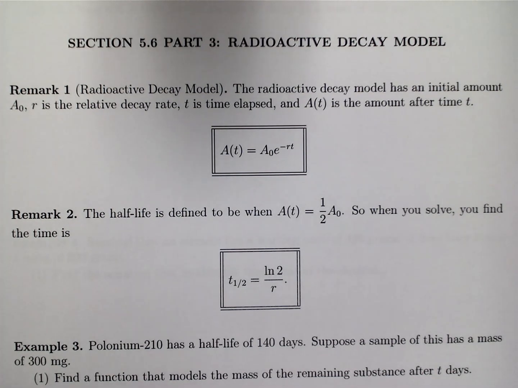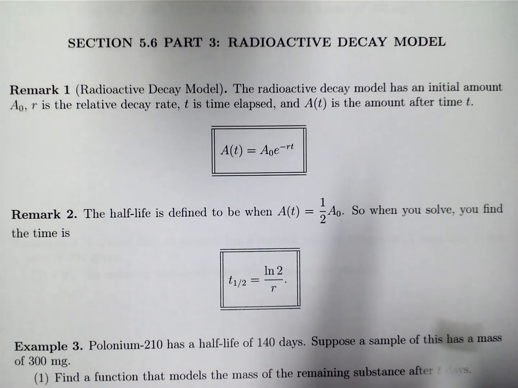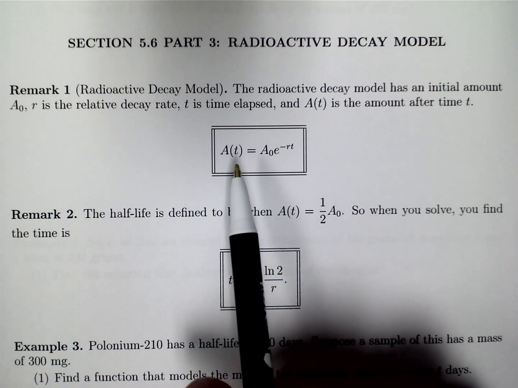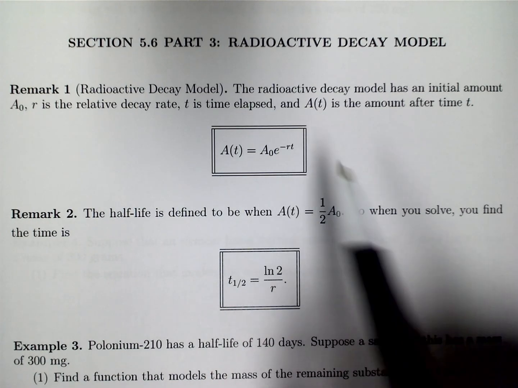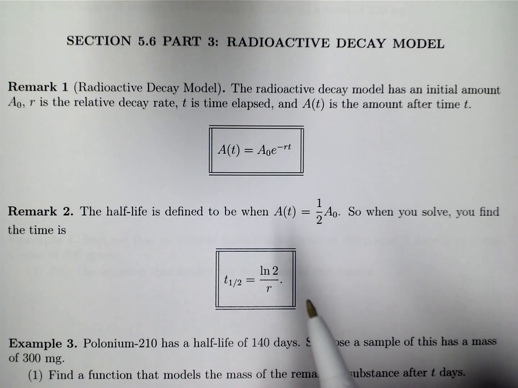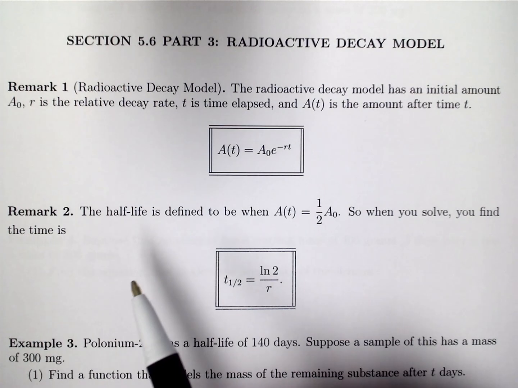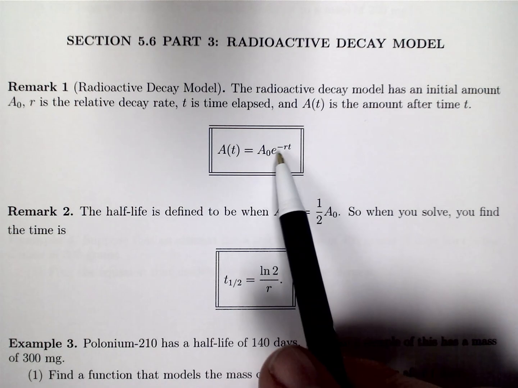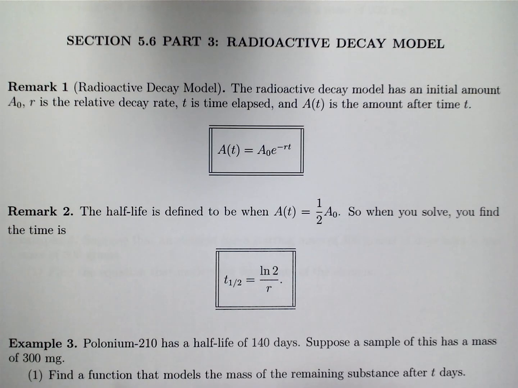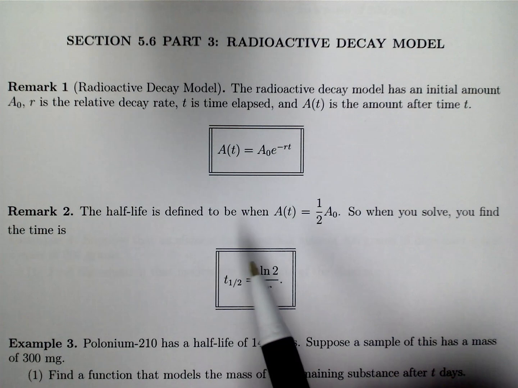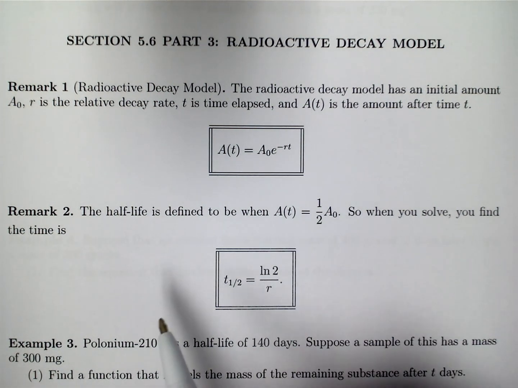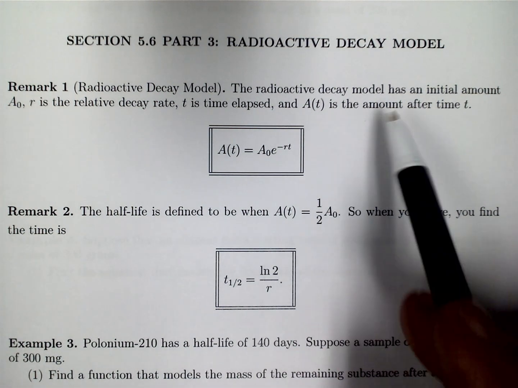In this lecture, we're going to be looking at the radioactive decay model. This model is given by A of t equals A naught e to the negative RT power. And it should look pretty familiar. In fact, it looks just like the standard exponential growth model, with one exception, the negative out in front. We call R the relative decay rate, T is the elapsed time, A of t is the amount after time t.